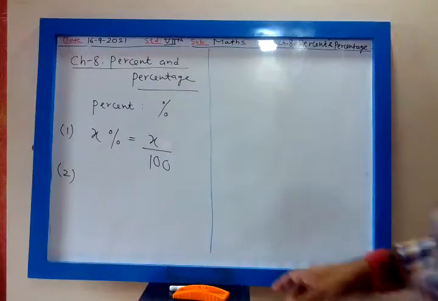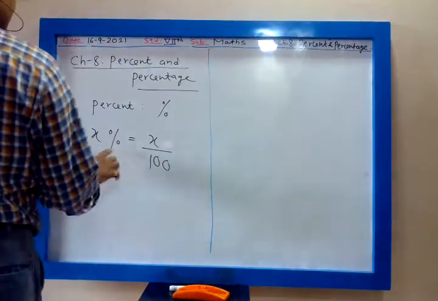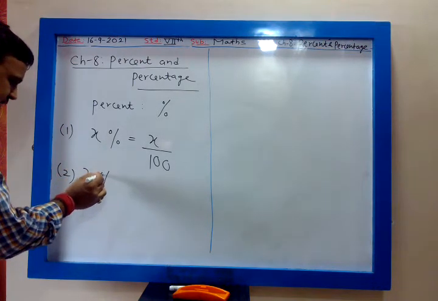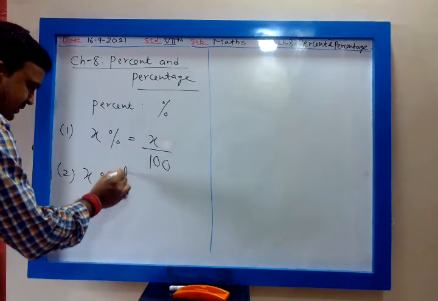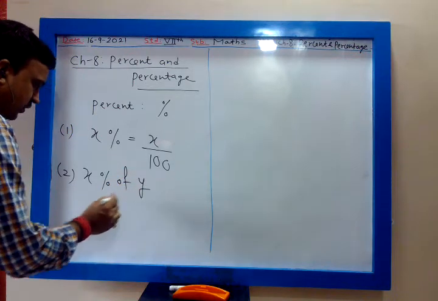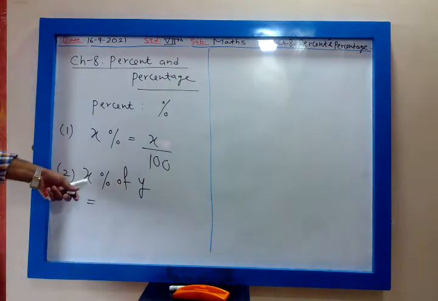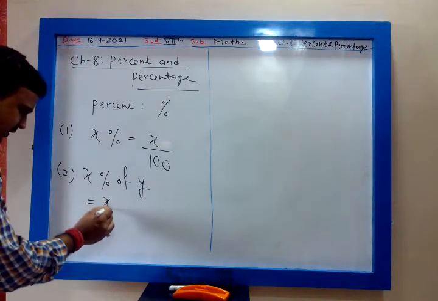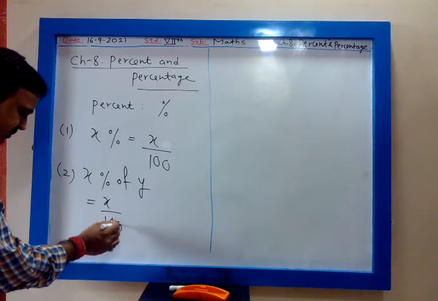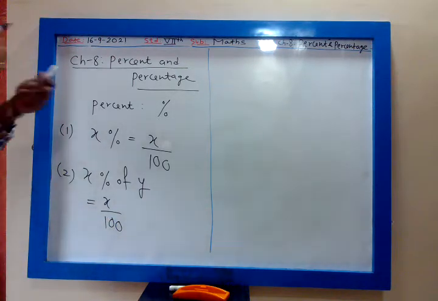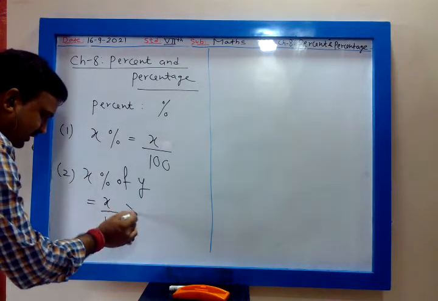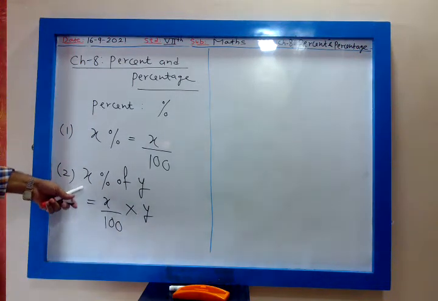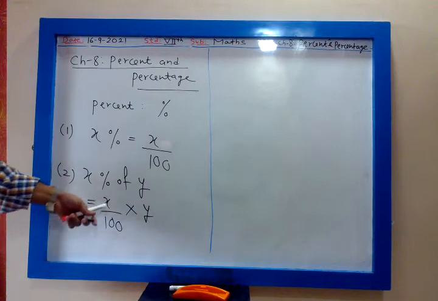Symbol of percent. X percent means x upon 100. Then x percent of y. What do you mean by x percent? Tell me. What do you mean by x? X upon 100. And in mathematics I have taught you what you mean by of. Of means multiplication. Write this: x percent of y means x upon 100 into y.